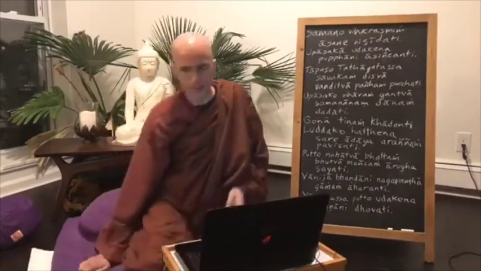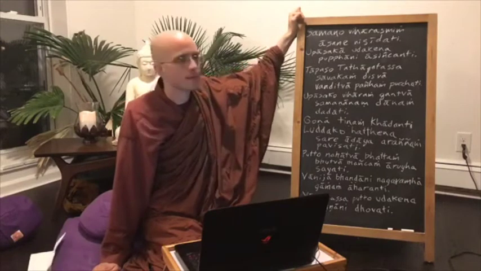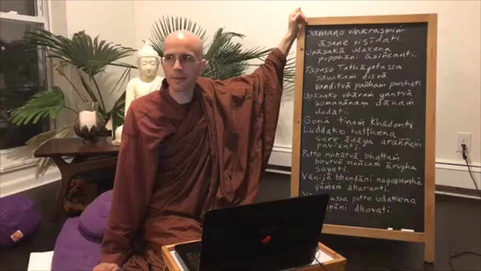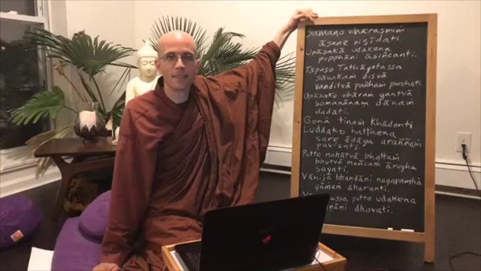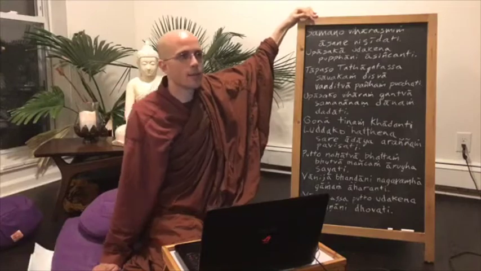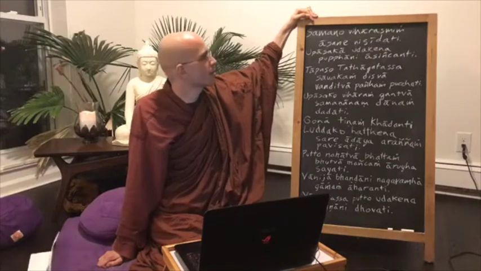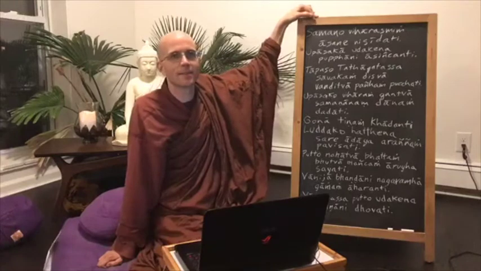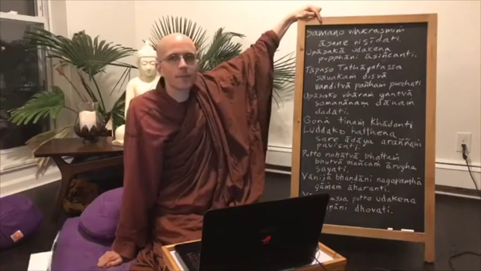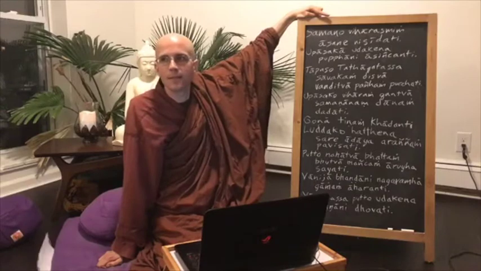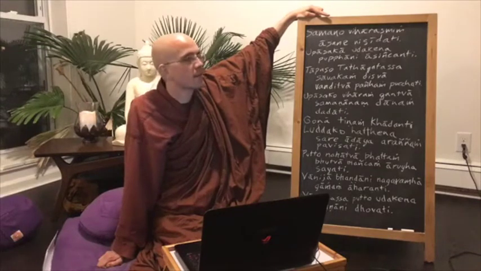Starting at the top, samano viharasmiṃ asane nisīdati. First word, samano. Does anyone know this word? Nominative. It's a nominative singular. Good. And what does the word mean? The young monk. Monk, yeah, monk or contemplative. You're very close in saying novice. The word for novice is samanera, which literally means young samana or small samana, little monk. So samano is the nominative for contemplative. So the contemplative, viharasmiṃ. Locative? Good, locative. Singular, good. Locative singular. Vihara.